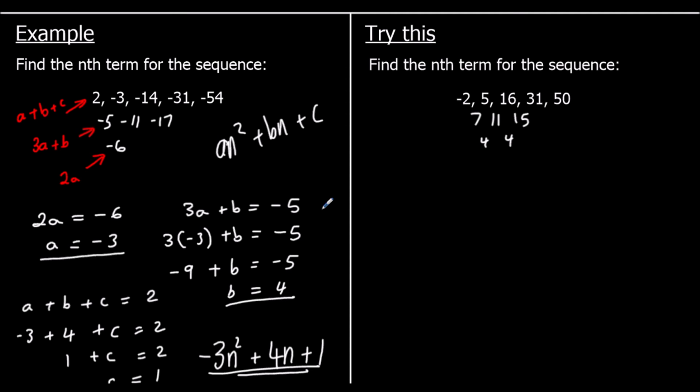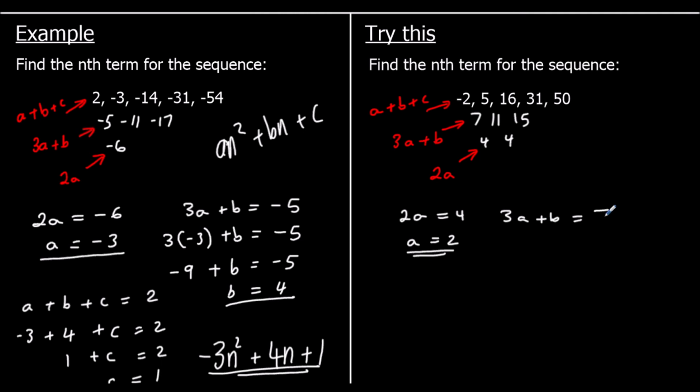So for any quadratic nth term, the second difference is 2a. The difference between the first two terms is 3a plus b, and the first term is a plus b plus c. So let's form and solve. 2a is equal to 4, half both sides, a is 2. 3a plus b is equal to 7, so 3 2's, a is 2, plus b is equal to 7. 6 plus b is 7, b must be 1.